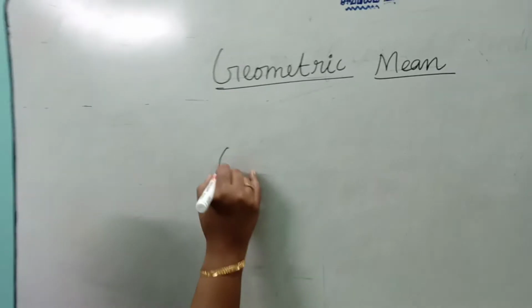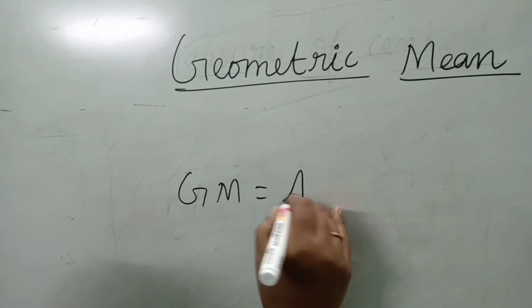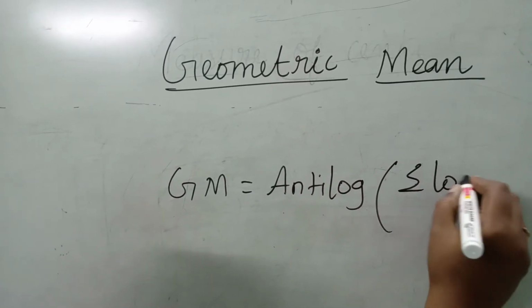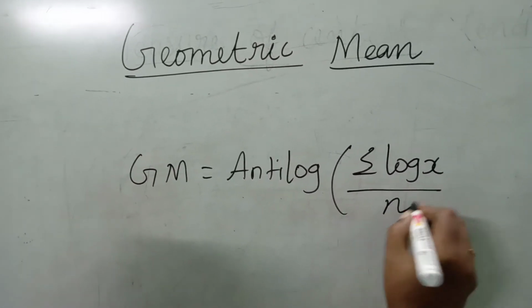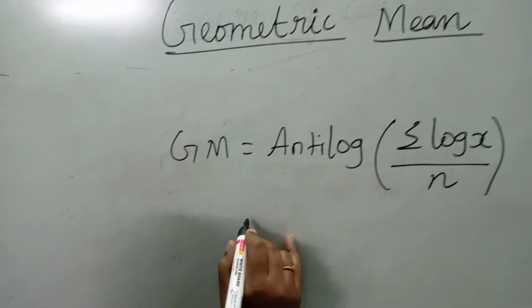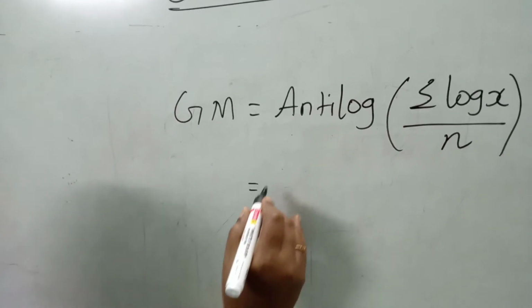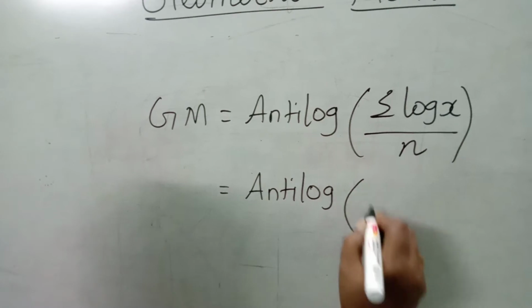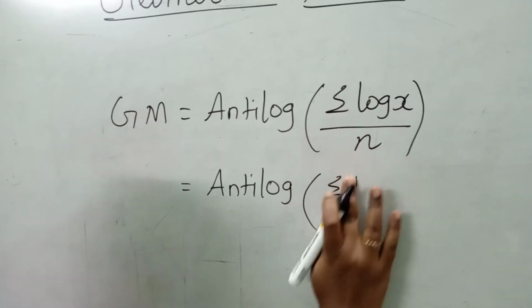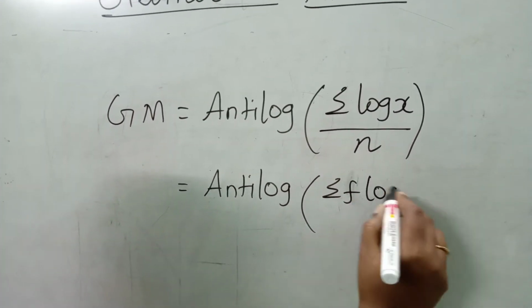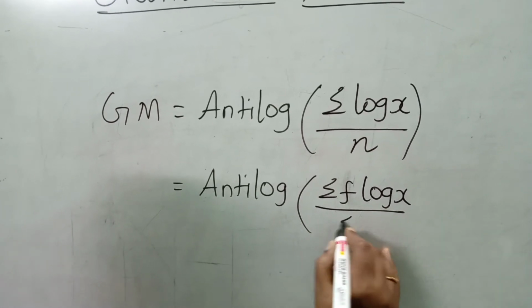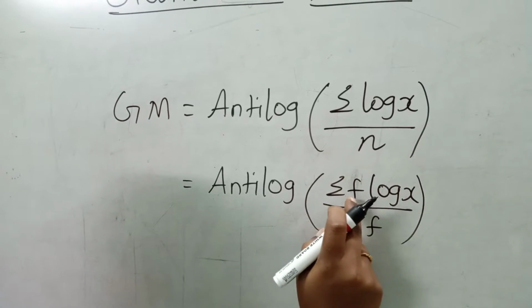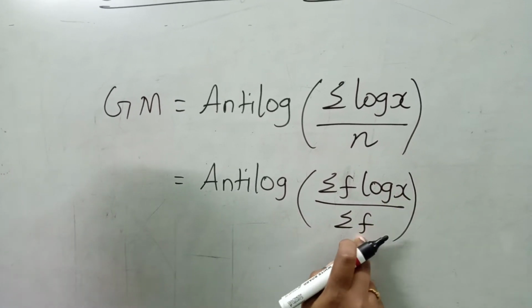Geometric mean GM is equal to antilog of sigma log x divided by n. This is the formula for individual series. Then another formula for discrete and continuous series: geometric mean is equal to antilog of sigma f log x divided by sigma f. Here sigma f log x means sigma f into log x, divided by sigma f.